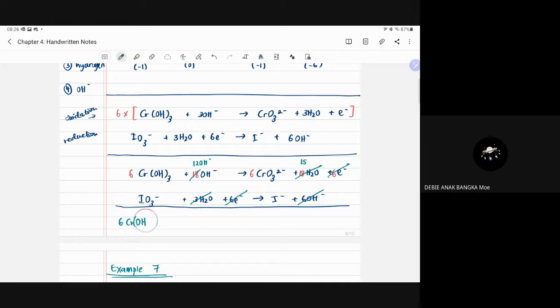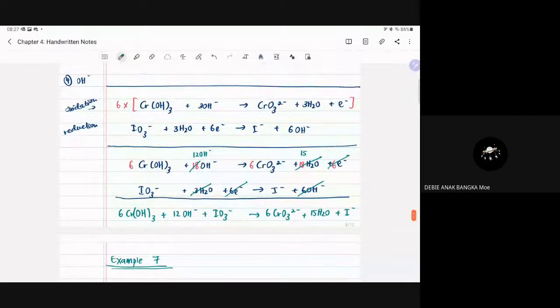So we will get 6Cr(OH)3 plus 12 OH minus plus IO3 minus forming 6CrO3 2 minus plus 15H2O plus I minus. Okay, so that would be 8. And now kita tengok dia tak boleh simplify, tak boleh bahagi 2 sebab ni 1, ni 6. Okay, so this is the most simplified. So let's have a look again.